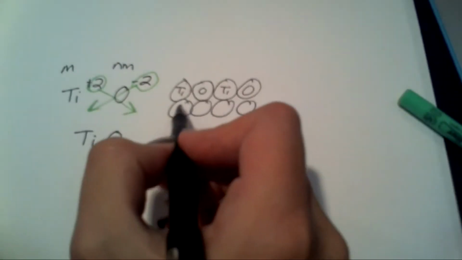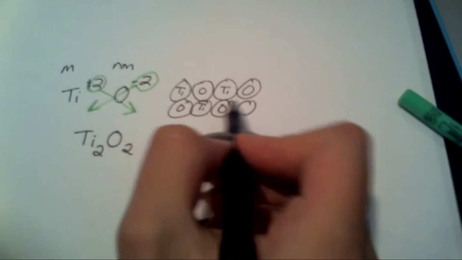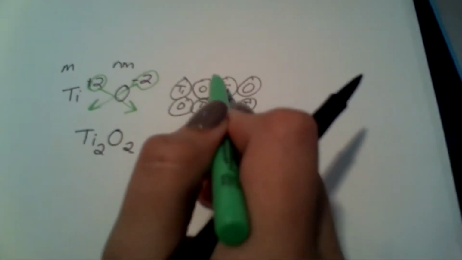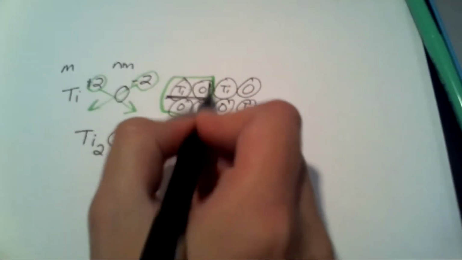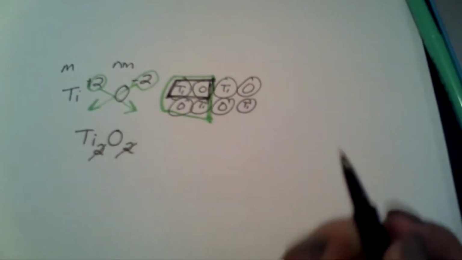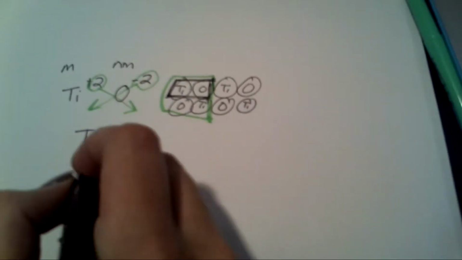So because these are checkerboards and it's ionic, instead of looking at this 4 block, we reduce it into just the 2 block. So we reduce these. 2 goes into 2 one time, and we are going to get TiO as the final formula.